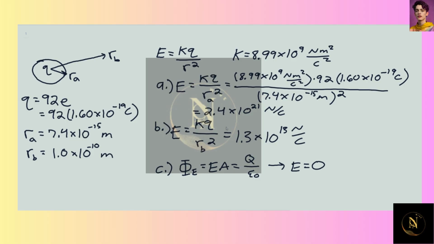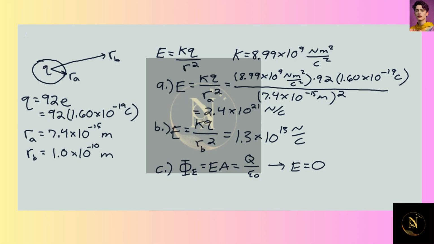Part B is the exact same thing, except now the radius is our value RB. So KQ is still the same, so I'm not bothering to rewrite the numbers. It's exactly the same as we had in part A. And we're just bringing in our RB, 1.0 times 10 to the negative 10 meters, substituting that in for our R, running that through the calculator, and we get 1.3 times 10 to the 13 newtons per coulomb for the answer for the electric field at the distance of the electron.